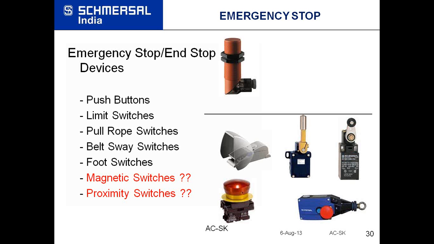But many times I have seen in industries, inductive proximity switches are used as end stop or a safety device. Also, a magnetic switch is being used. A normal reed type magnetic switch is used for safety applications. So what is the difference between them?